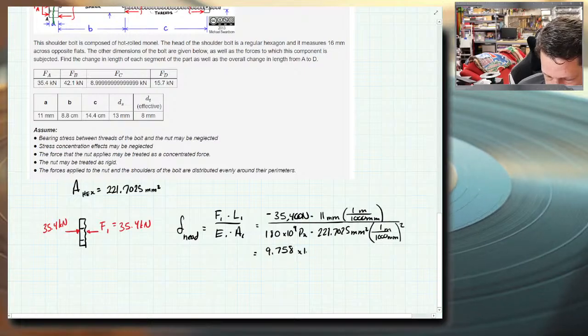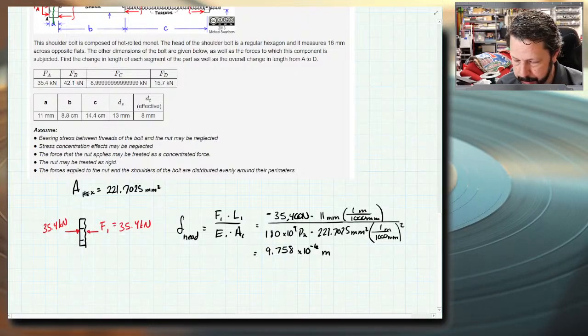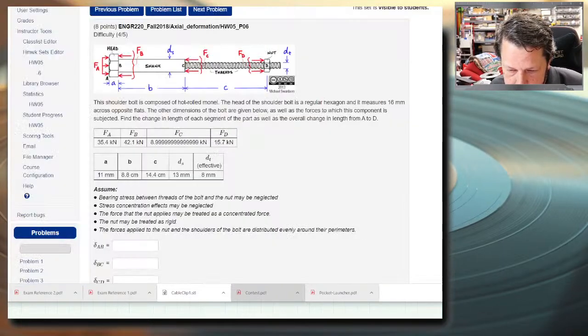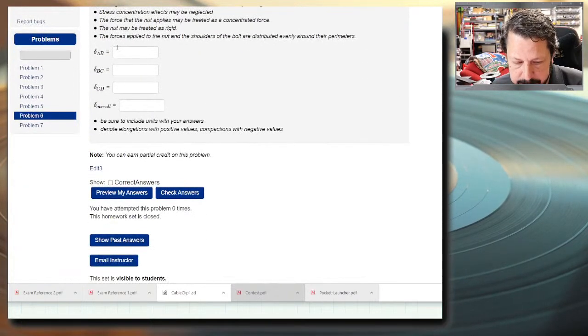9.758 times 10 to the negative 6 meters. It's probably wanting us to put these answers in millimeters, I assume. Well, it actually doesn't even say. So it just says delta, so we can put them in whatever we want, as long as we put the units in there.